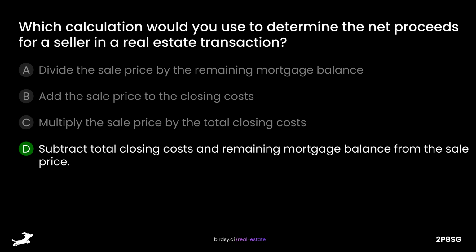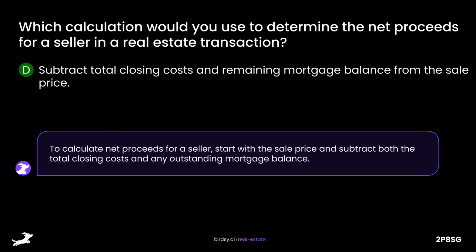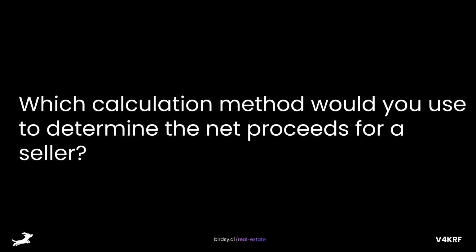The answer is D. Subtract total closing costs and remaining mortgage balance from the sale price. To calculate net proceeds for a seller, start with the sale price and subtract both the total closing costs and any outstanding mortgage balance. Which calculation method would you use to determine the net proceeds for a seller?